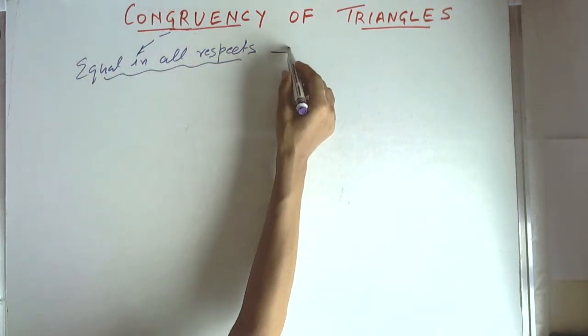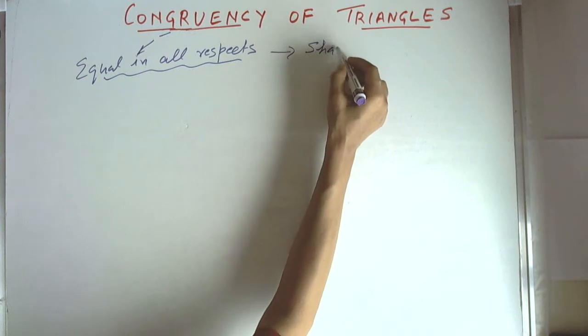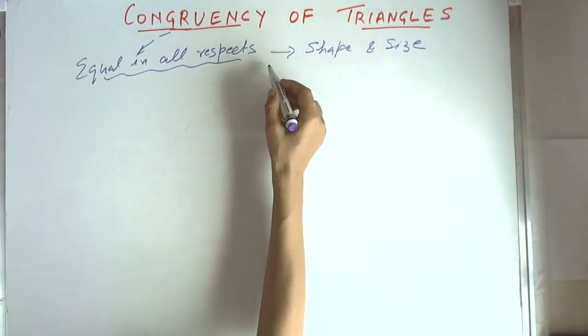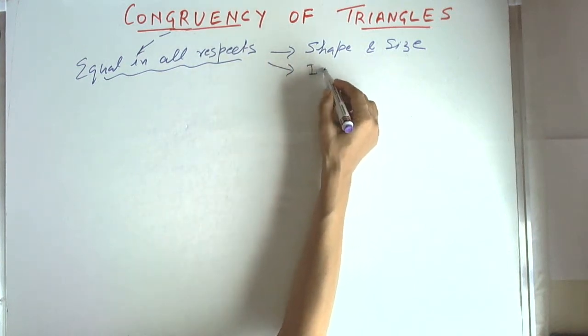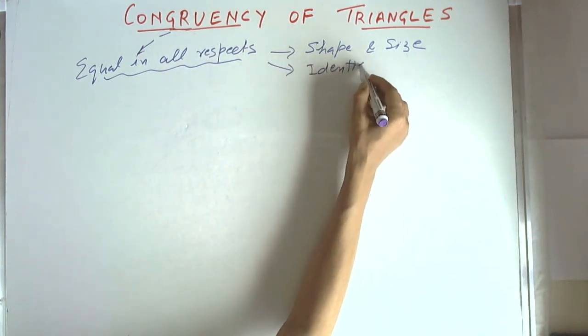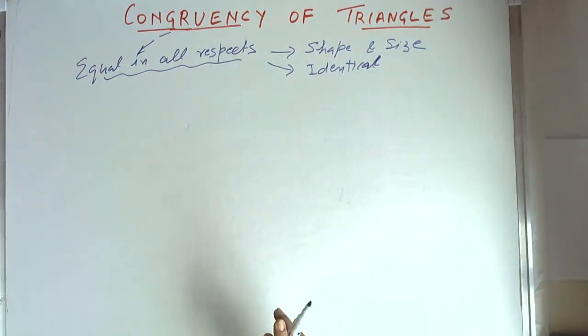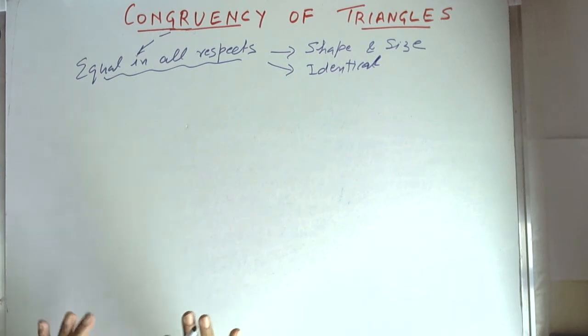All respects means shape and size. And this is also called identical. You must have heard of identical twins. Identical twins means two children which are absolutely looking the same. Shape, size, they are looking the same. They are called identical twins. Not every twin is identical. So, congruency means identical, equal in all respect.